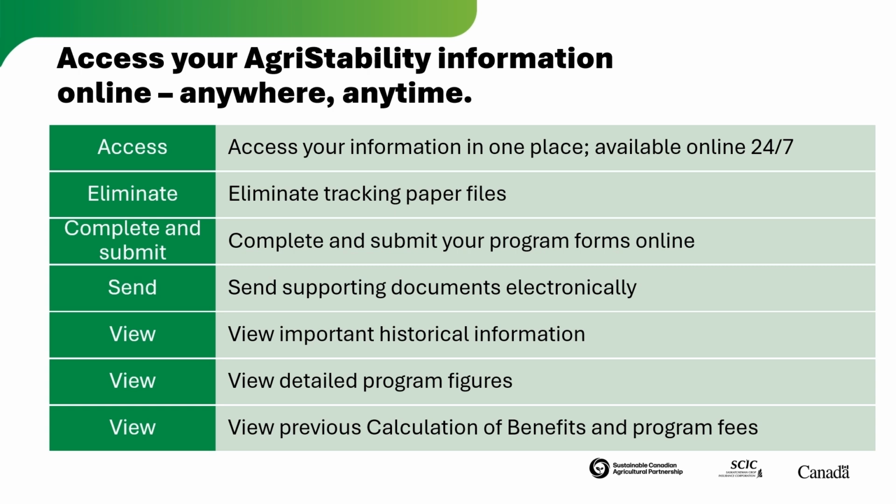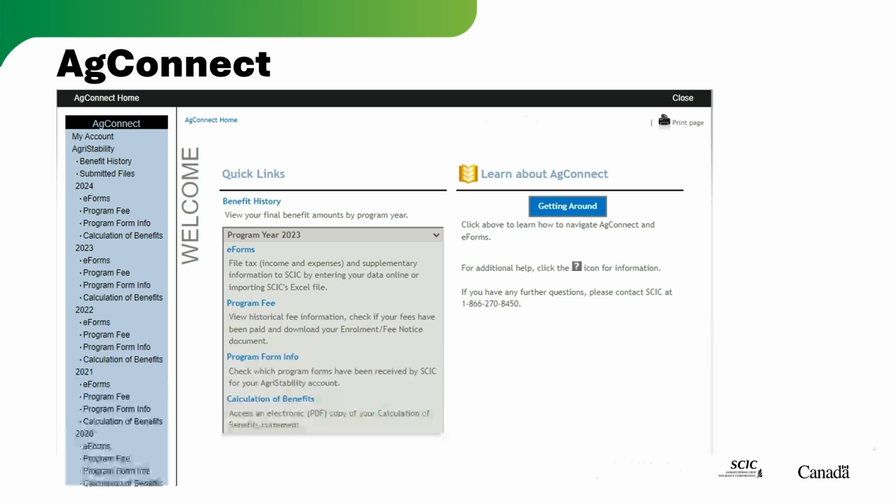You can look at your historical information. You can look and see, did I pay my fees? Maybe you can't remember. On AgConnect, you'll be able to check that out, and your complete calculation of benefits statement is viewable as well. When you first come into your AgConnect account, this is the home page, your welcome page. The blue menu bar on the left is year specific. So if you've been in the program for a number of years, you can go back to that year and select what the program fee was, or what the calculation of benefit statement was for 2022, let's say.